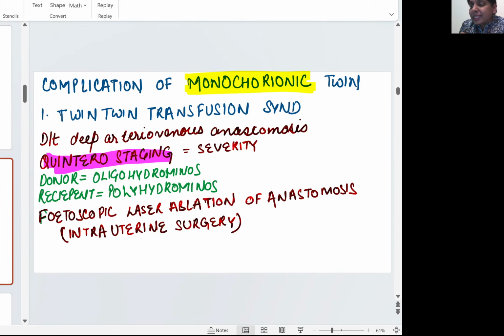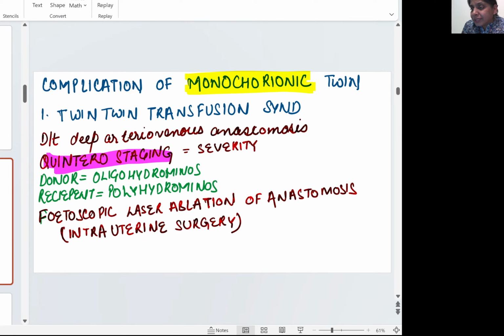Quintero staging. Come on everyone, be active. So the donor gets oligohydramnios, because there is transfusion of blood from one twin to another twin. The donor goes into oligo and the recipient goes into polyhydramnios. Now what is the treatment? Fetoscopic laser ablation of that anastomosis, that deep arteriovenous anastomosis.